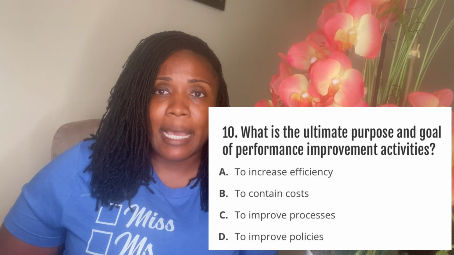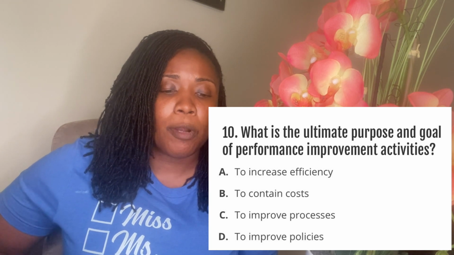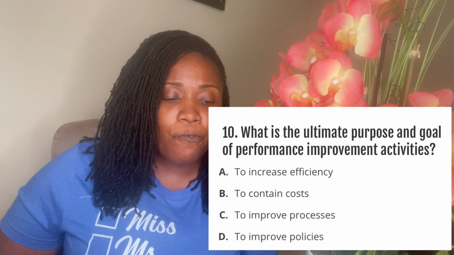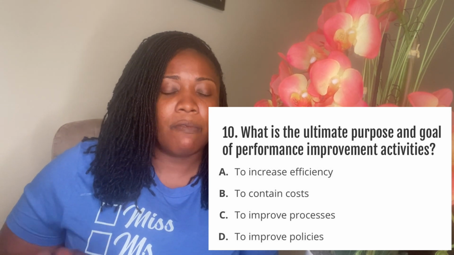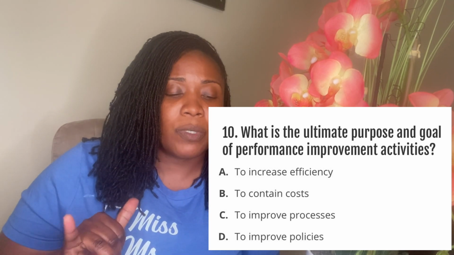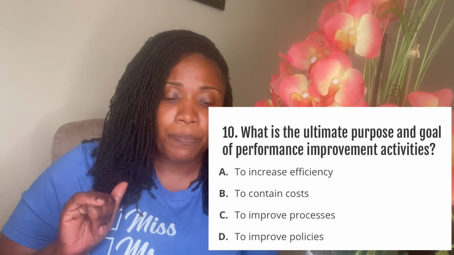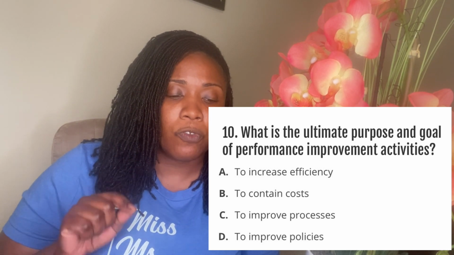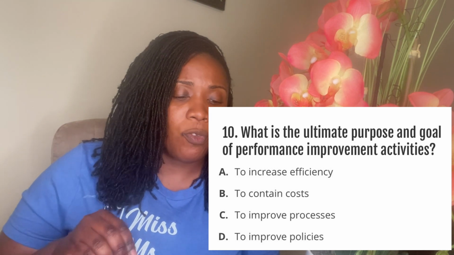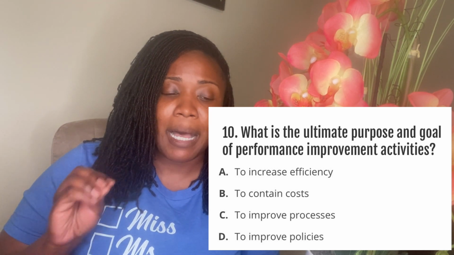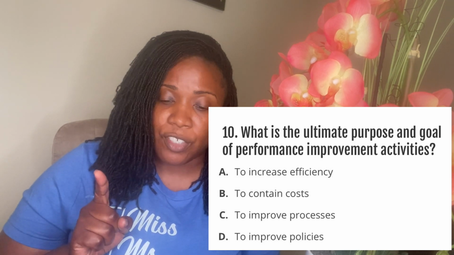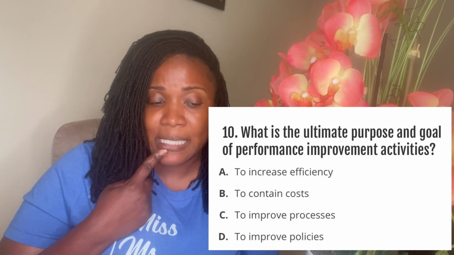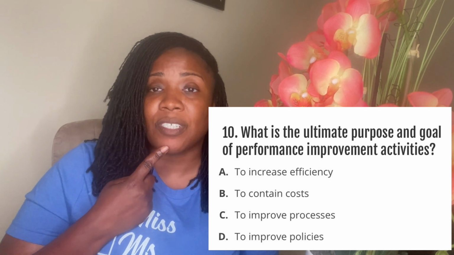10, which will be my last question, says, what is the ultimate purpose and goal of performance improvement activities? Performance improvement activities. What is the ultimate purpose? The first one says to increase efficiency. The second one says to contain costs. The third one says to improve the process. And the fourth one says to improve the policies. This is a good question. I want to look at A first. A says to increase efficiency.